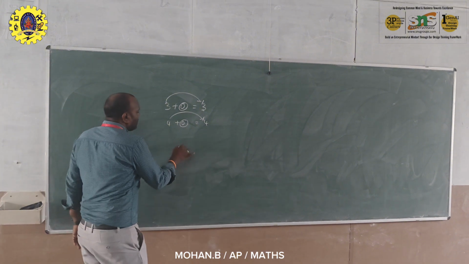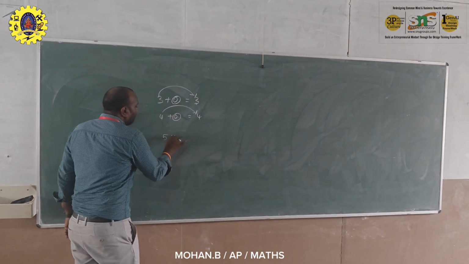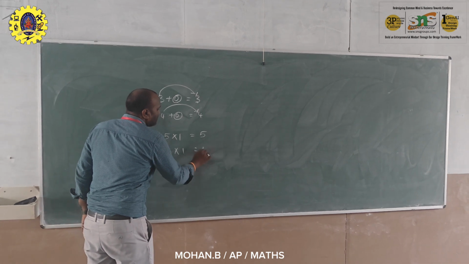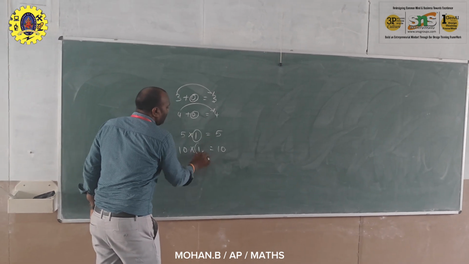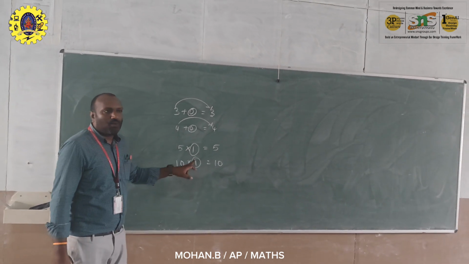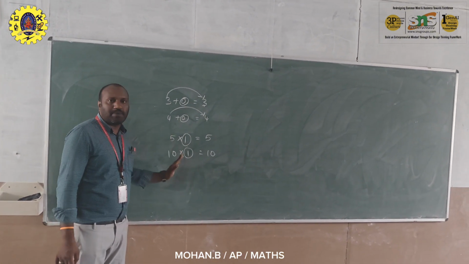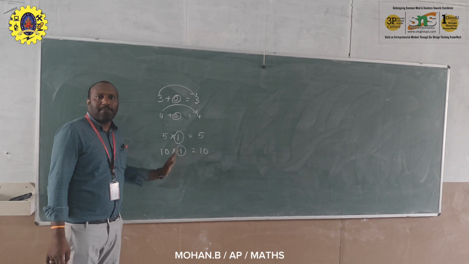And another one, under multiplication, 5 into 1 is equal to 5, 10 into 1 is equal to 10. So under multiplication, 1 is the identity element. So these two are the basic things.